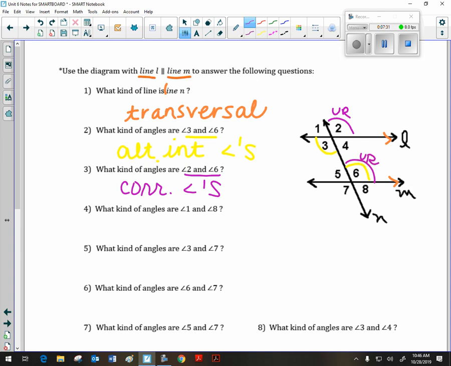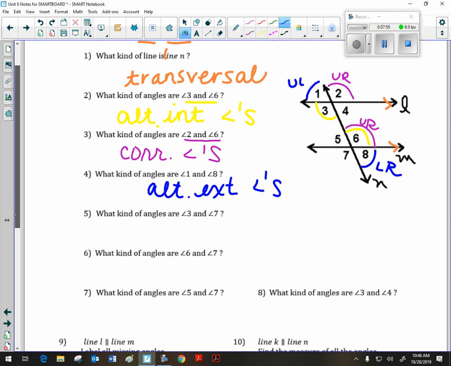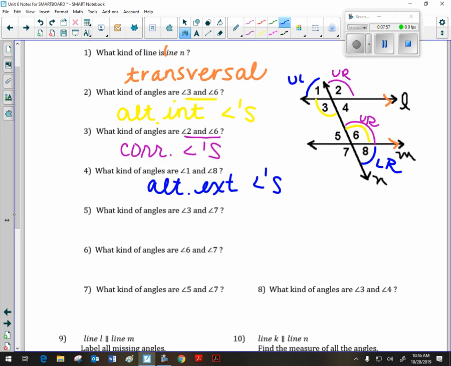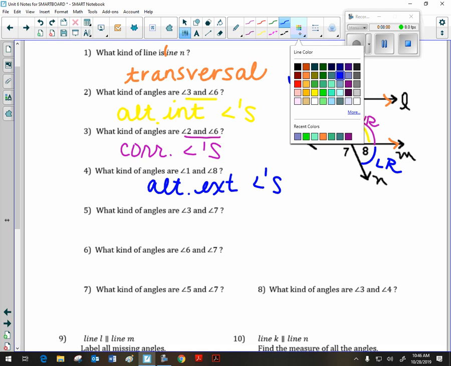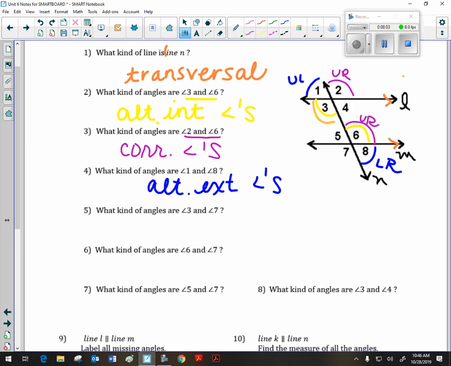They ask me about angles 1 and 8. I notice that those both fall outside the parallel lines, so those are exterior angles on alternating sides of the transversal. I'm going to call them alternate exterior angles. Angle 1 is in the upper left. Angle 8 is in the lower right. They ask me about angles 3 and 7. I'm going to highlight angles 3 and 7 here. Those are corresponding angles, both in the lower left at each intersection.